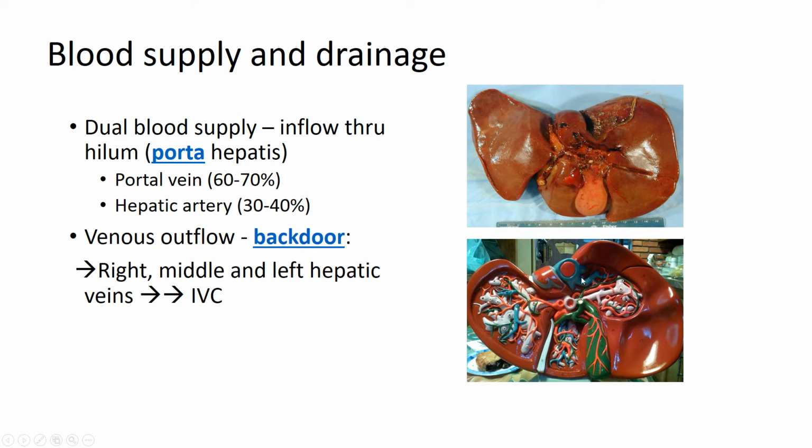So this is the porta hepatis. Here we have the 3 major structures: the portal vein, hepatic artery, and the bile duct. And of course, the bile duct is green over here. The common hepatic duct connects to the cystic duct and becomes the common bile duct.